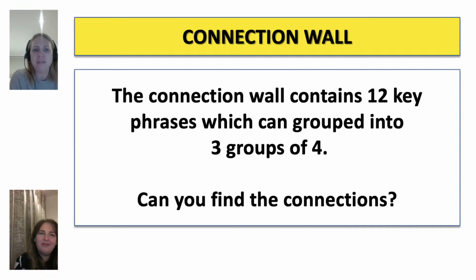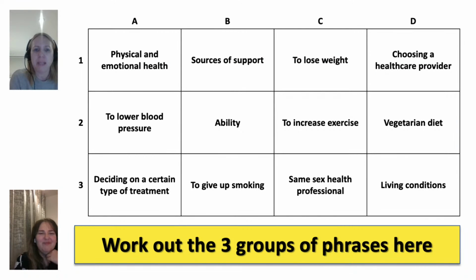Okay, so let's carry on then. So we've got a connection wall now. We've got 12 key phrases that are going to come up on the board, and we want you to group them into 3 groups of 4. They'll all have 4 things in them, and you have to find the connection. I think this is a little bit tricky, so I might put it up on the screen, see if you can come up with a connection. But if not, I might tell you the connection and then you can tell me which ones they fit into.